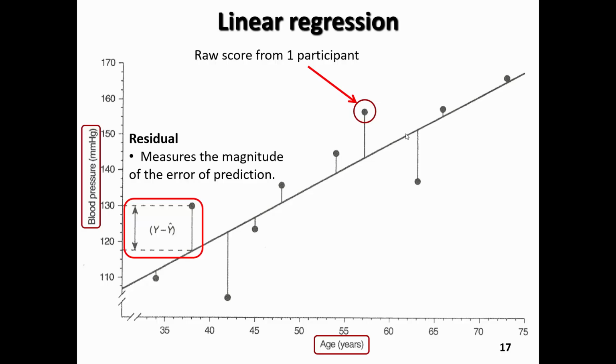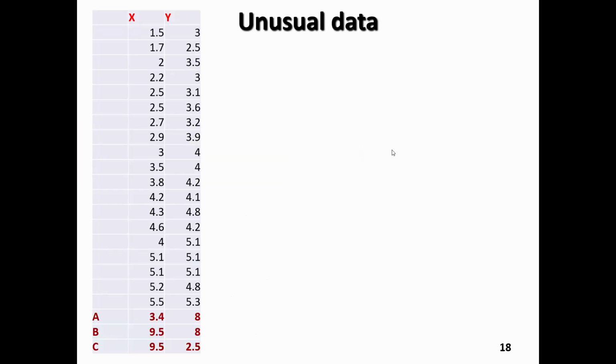The overall standard error of the estimate that was touched on slide number 16 points to an average deviation from the predicted value. Now, in this particular scenario, we see an expected degree of scatter around the line of best fit. But what happens if we encounter what's called unusual data?